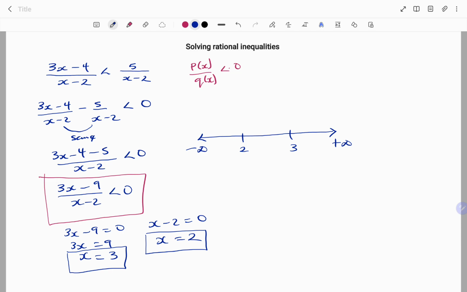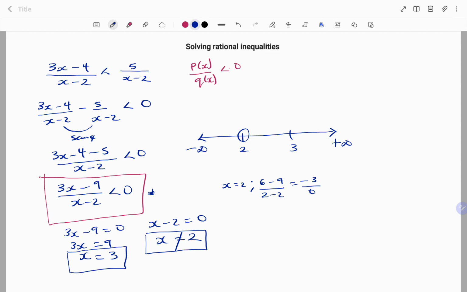Let's test each of those points. If x equals to 2 and we slot that back into our inequality, we are looking for a value that is less than 0 or negative. So if we put that in, we have 2 times 3, that's 6, 6 minus 9 at the top. At the bottom, we have 2 minus 2. That will give us minus 3 over 0, which is undefined. So therefore, x cannot be equal to 2. So we are going to be having an open circle on our 2 because x cannot be equal to 2.